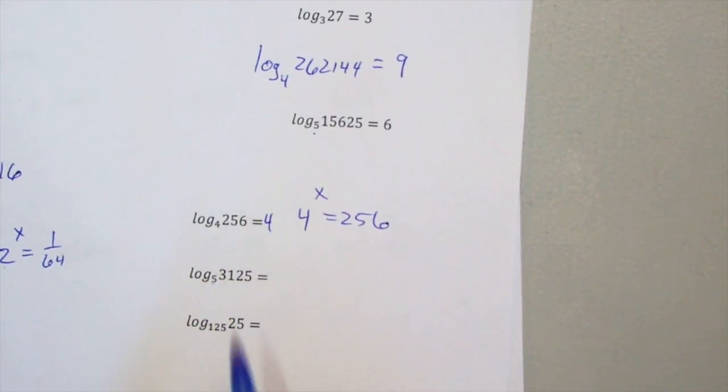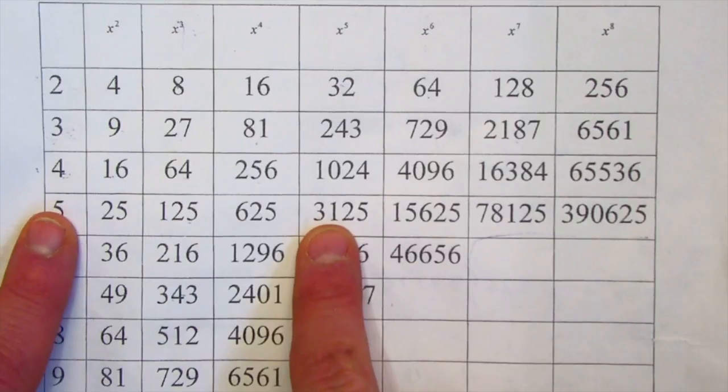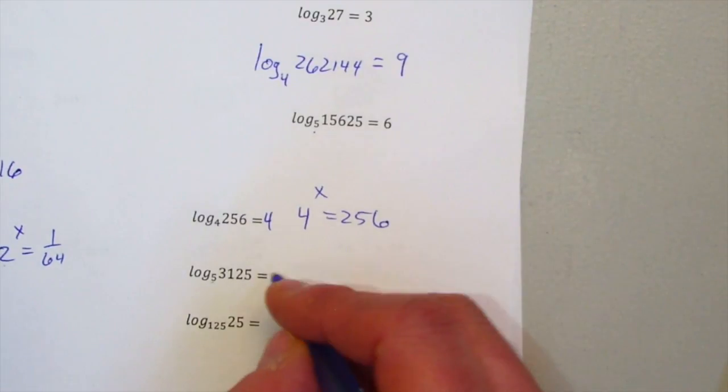Small number to big number, this one should be quite doable. If I look at this, 5 into a 3, 1, 2, 5, right there, it looks like the exponent is going to be a 5, so you can just look it up.